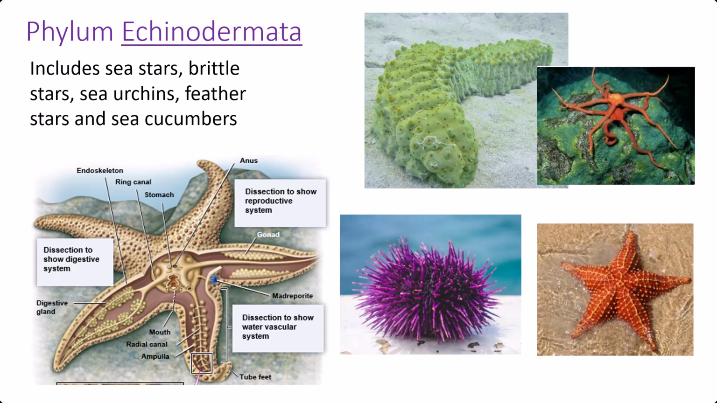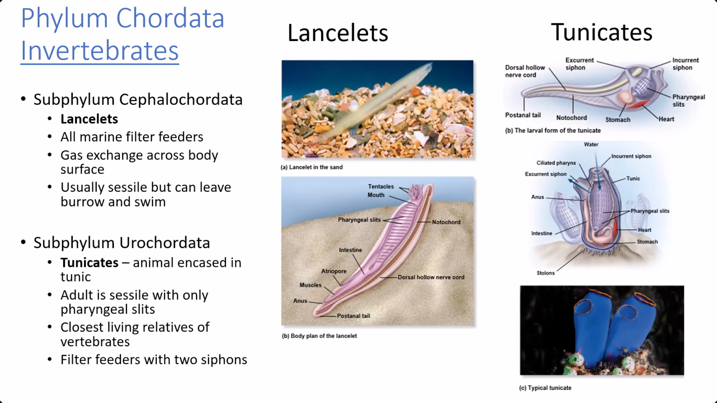It's named for having spiny skin, Echinodermata. This includes sea stars, brittle stars, sea urchins, feather stars, and sea cucumbers, which I've pictured here on this slide for you. So then with the chordates, there are some chordates that are invertebrates. There's the subphylum Cephalochordata and the subphylum Urochordata. Don't worry about those subphylum names, but know the lancelets and tunicates are both invertebrate chordates.